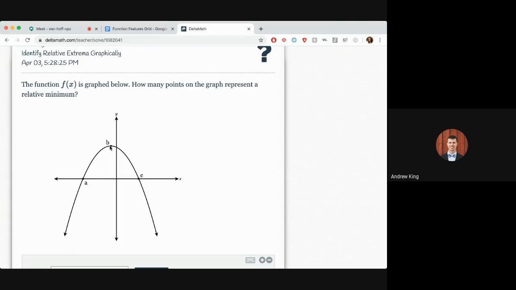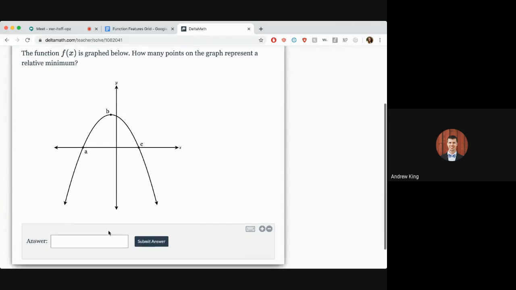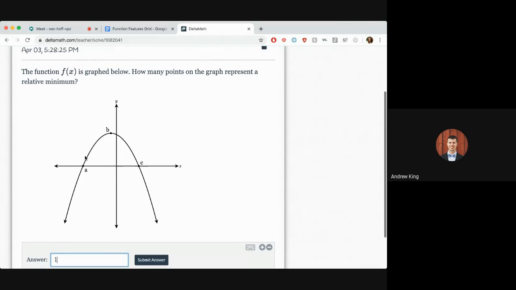Point B right here. Some of you have already started this, by the way. It's easy to think, oh, the answer is 1. There's 1 point that's a minimum. Point B here is actually a maximum. It's the highest point on the graph. It's changing from increasing, then you get there, it switches to decreasing.